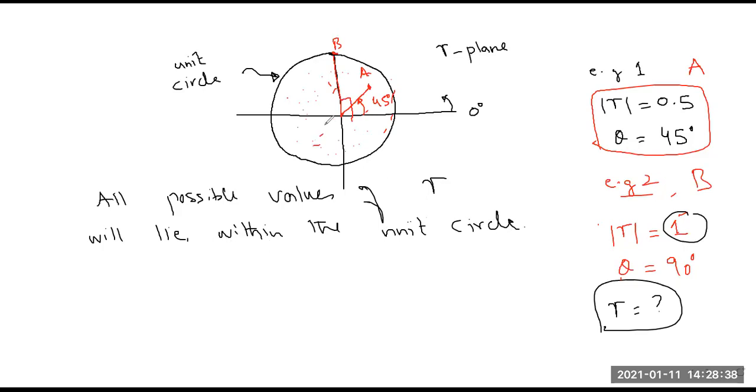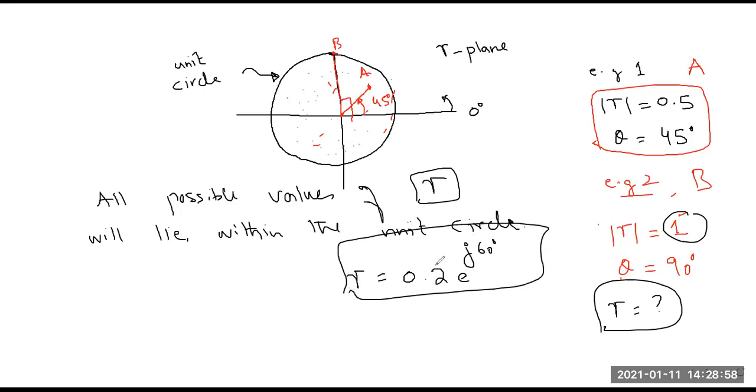Now, this representation of voltage reflection coefficient in the gamma plane is not that much useful. If I am given the information that the reflection coefficient is equal to 0.2 e to the power j 60 degrees, I can represent this information in the gamma plane. But from a microwave engineering perspective, this representation of reflection coefficient in the gamma plane is not of any use.